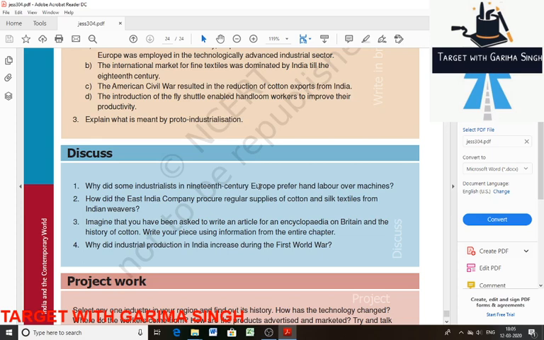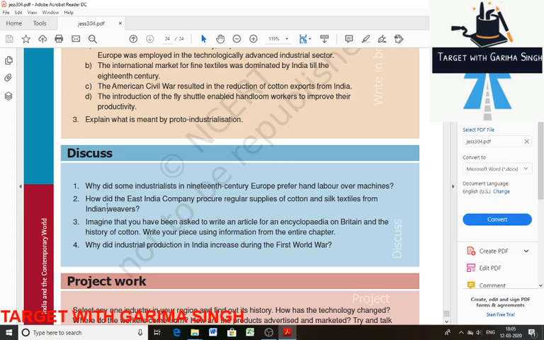Then in seasonal industry only seasonal labor was required. Then market demand for a variety of designs and colors could not be fulfilled by machine-made clothes. Then in the Victorian age, the aristocrats and other upper class people preferred articles made by hand only.